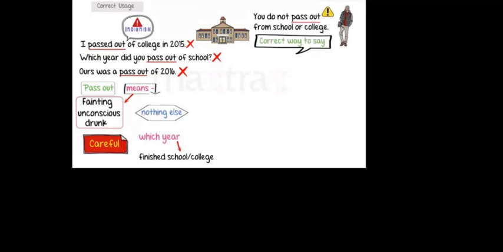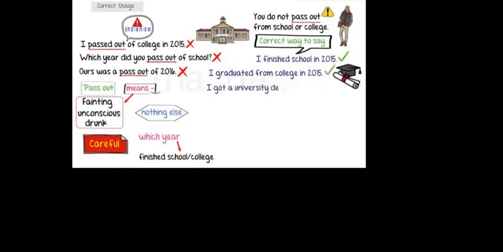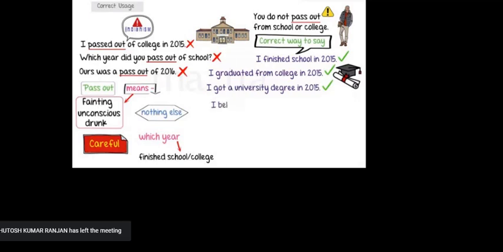Pass out in English means fainting, becoming unconscious, or being completely drunk. It only means that and nothing else. So, we must be careful when we want to say which year we finished school or college. You do not pass out from school or college. The correct way to say it: I finished school in 2015. I graduated from college in 2015. I got a university degree in 2015. I belong to the class of 2015.